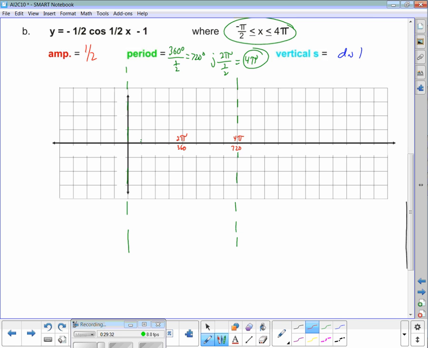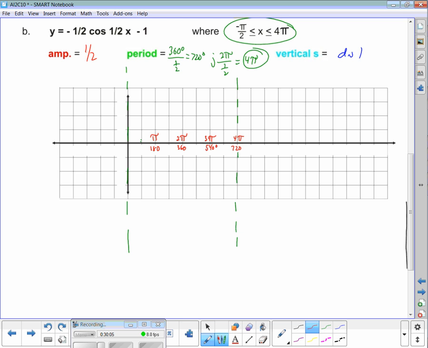Okay, and now I'm going to do the quarter mark. Half of 360 is 180. Half of 2 pi is pi. I'll go through as well on the right-hand side and go with the midway mark there. And that's going to be what, 540? 360 plus 180, right? 360, 460, 540. And pi, 2 pi, so that's got to be 3 pi.